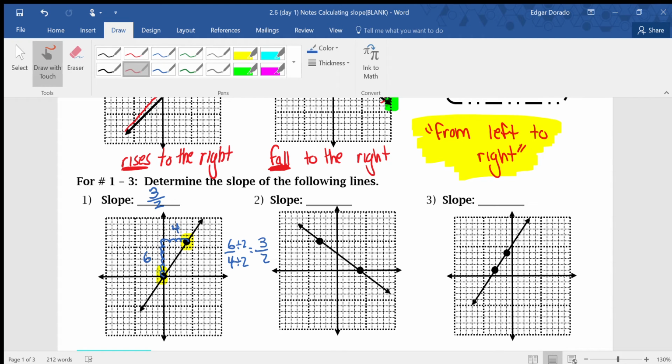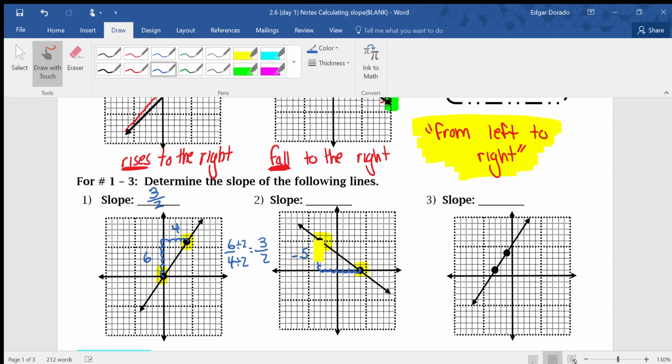Let's take a look at the next one. Again, starting from left to right. The first point on the left here is this one, and we are traveling to the right, that one. Let's calculate our slope. First, rise or fall, actually in this case, we are going down. So I'm going to go down 1, 2, 3, 4, 5. So I went down 5, and then I'm moving over to the right 1, 2, 3, 4, 5, 6, 7.